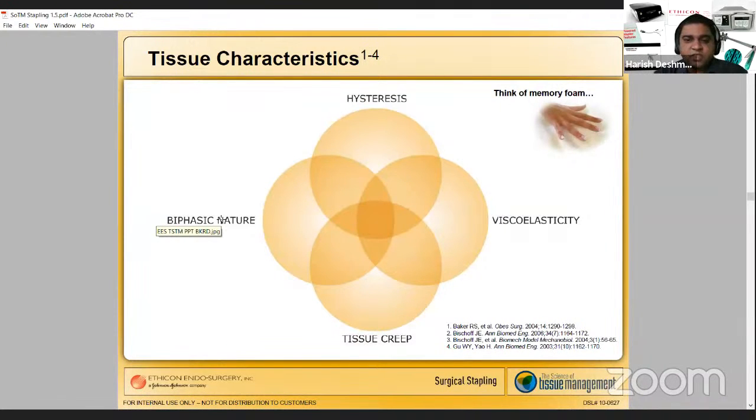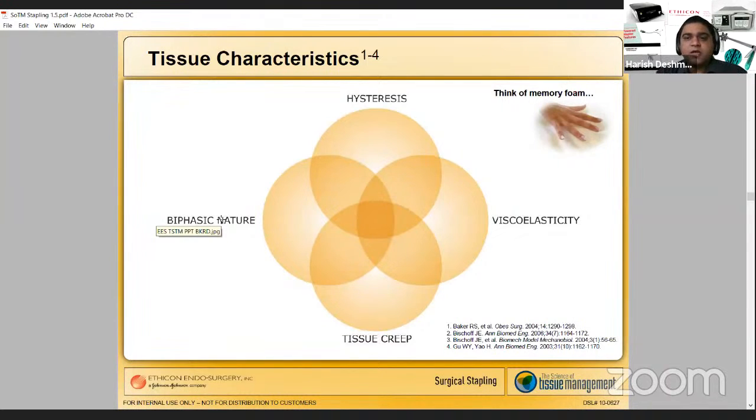Hysteresis is how readily the material comes back to its original position. If you do a compression and then leave it, it will come back to its original position. That is what is called hysteresis. For example, if you take a sponge, hold it for 10 minutes and leave it, it will come back to its original position. That is hysteresis.